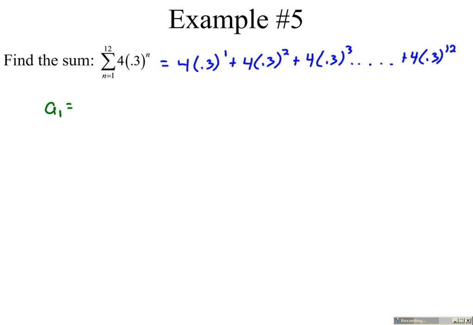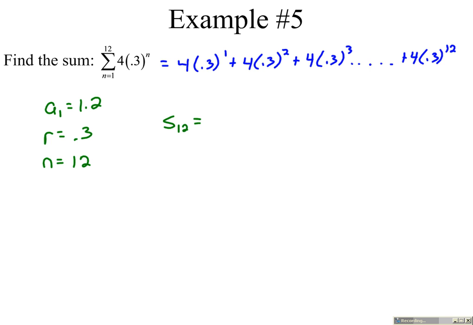Three things we need to know for our formula. First term, do we know the first term? Yes, it's 4 times 0.3 to the first power, which is 1.2. Do we know the common ratio? What are we multiplying by each time? We're multiplying each term by 0.3. Do I know how many terms we are adding together? Yes, we are adding 12 together, so we should be able to go right to the formula.